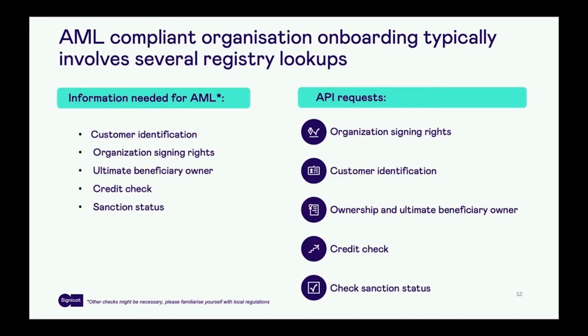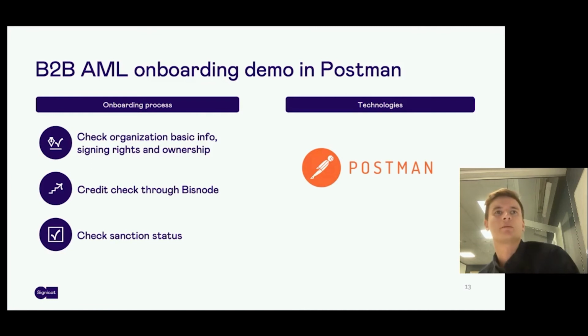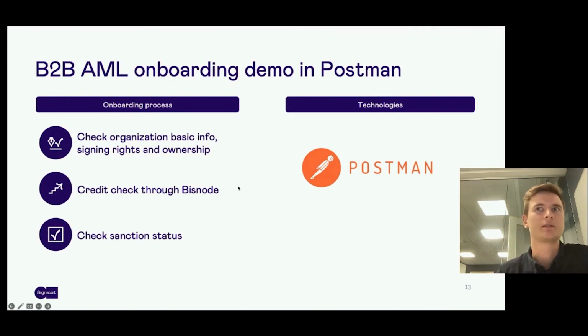For example, ultimate beneficiary owner will depend on the organization to report their information to the registries. And Signicat has normalized these responses, so one integration can be used for several countries. So we'll take a look at some of these in Postman. We can do basic info, signing rights, ownership, and then also credit check and sanction status.